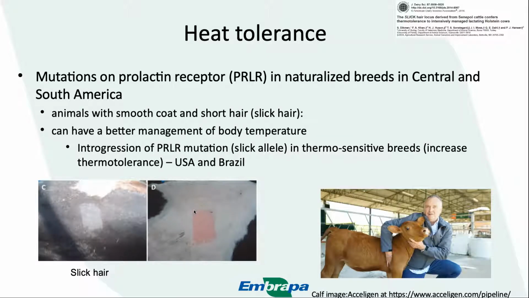What people have been doing is moving that specific mutation found in those Iberian breeds adapted to South and Central America into breeds that are thermosensitive, like Holstein or Angus. That was performed in the US and also here in Brazil by a company, Aceligene. In the picture we can see a cloned calf with this mutation. So this is the third example of using genome editors for cattle.